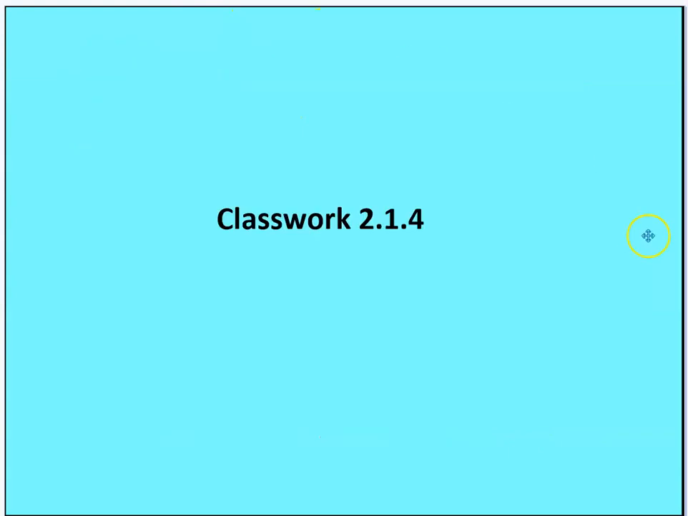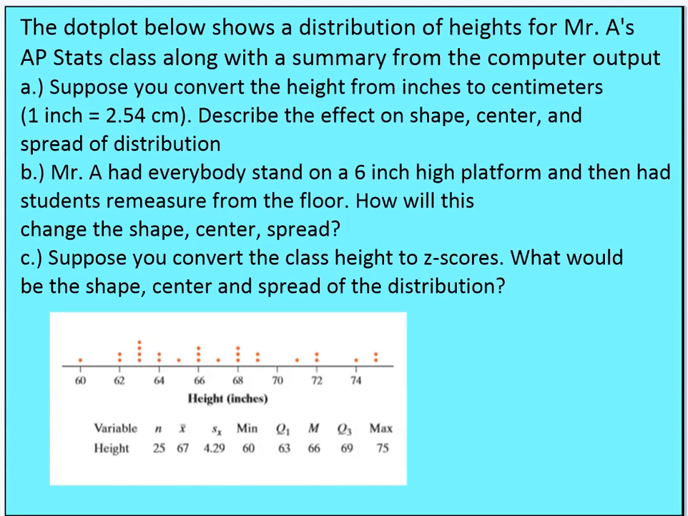All right, so this brings us to classwork 2.1.4. All right, so the dot plot below shows a distribution of heights from Mr. Otten's AP Stats class, along with a summary from the computer output. Suppose you convert the height from inches to centimeters, describe the effect on shape, center, and spread. Mr. A had everybody stand on a 6-inch platform and then had students remeasure from the floor. How will this change shape, center, and spread?